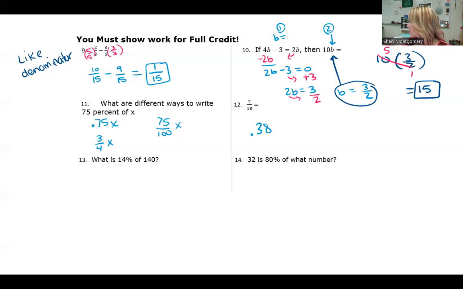0.38. Anything else? It just keeps going on a bunch of 8s. Okay, so we could say that that's 0.39. That's all it is. Dividing. That's it.